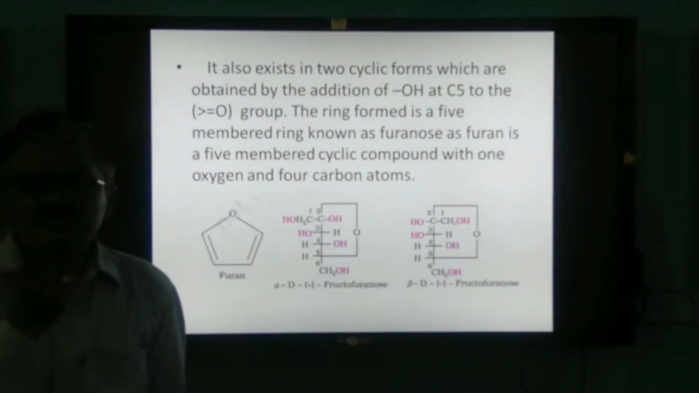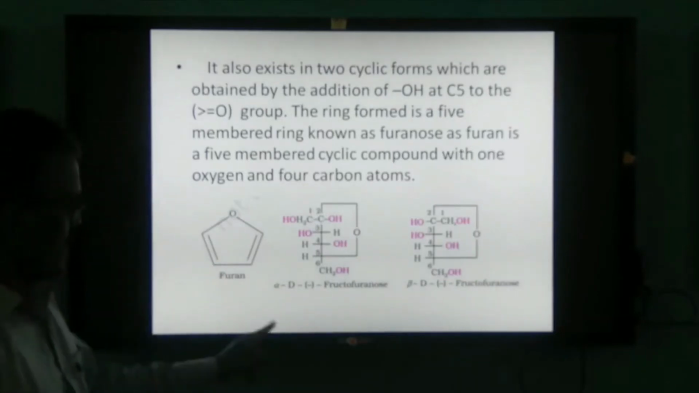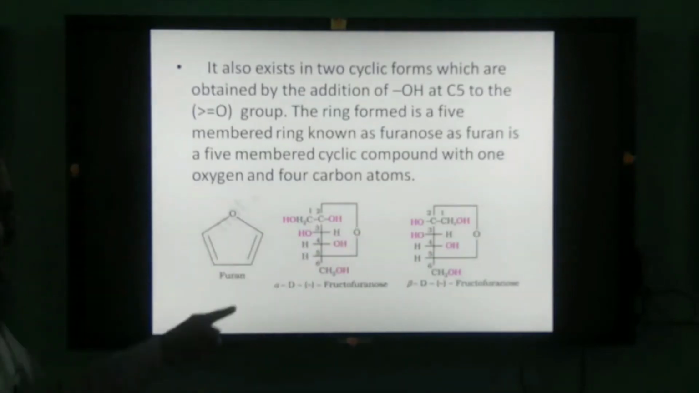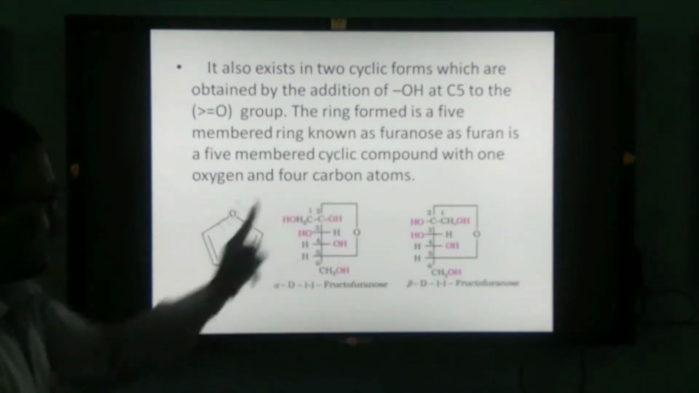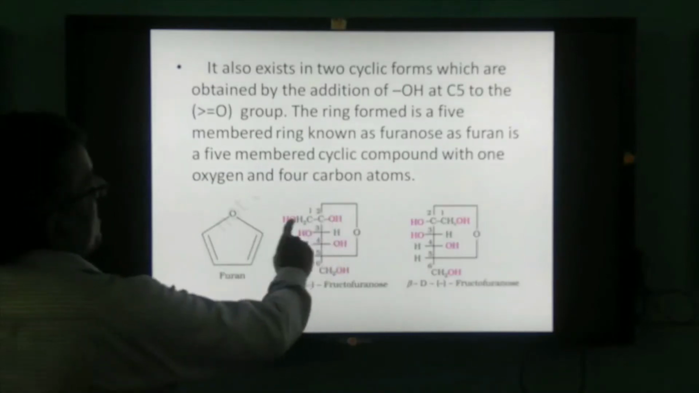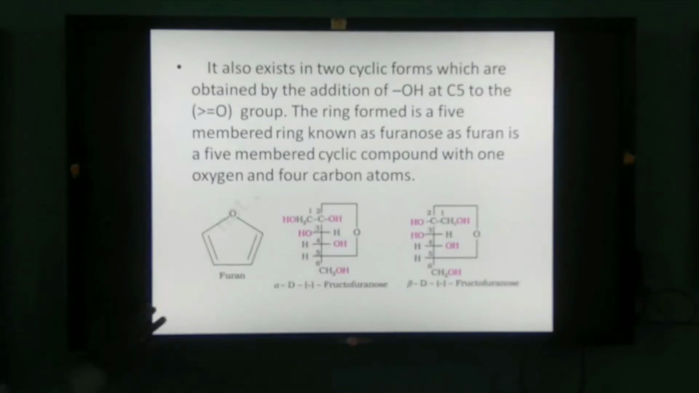Whereas for glucose we see plus. It is called dextrorotatory. Of course, alpha D, beta D. This is a cyclic structure. How the C5 will combine with the ketonic group, second carbon, resulting in OH, CH2OH, OH, CH2OH. These are the two ring structures for fructose.